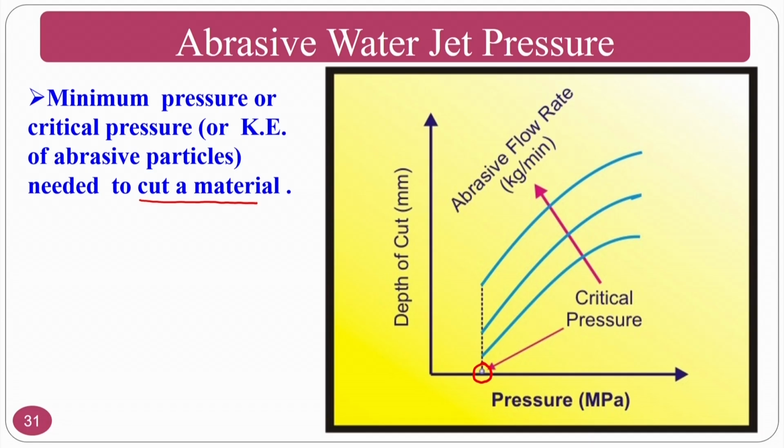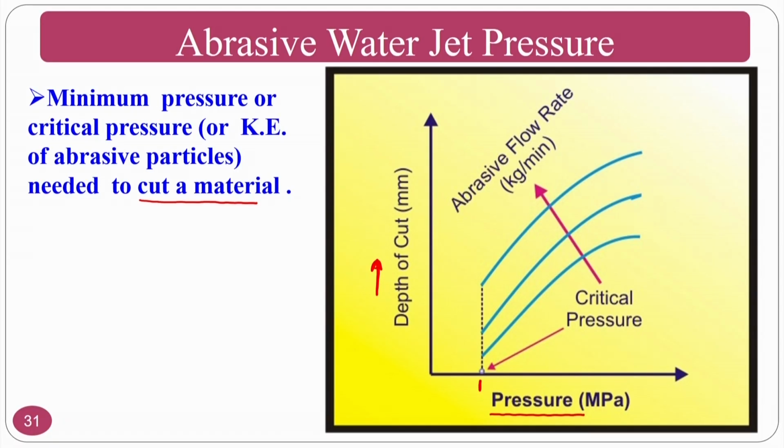So, if you see here, the abrasive water jet pressure versus the depth of cut. At this particular point 1, there is no depth of cut. That is why that point is considered to be the critical pressure. As you increase the pressure, what will happen? All the curves are increasing, which means the depth of cut is increasing, because if the pressure increases, the kinetic energy of the abrasive particles gained from the water will increase, and because of that, your depth of cut will increase.